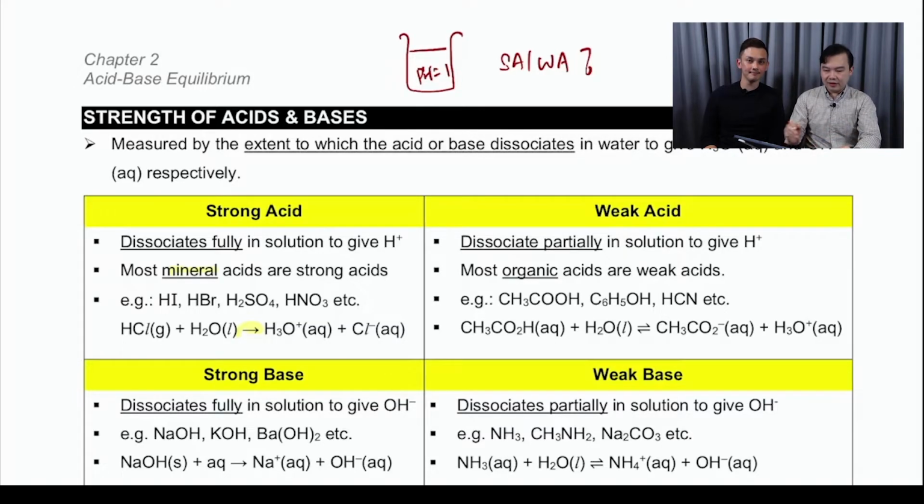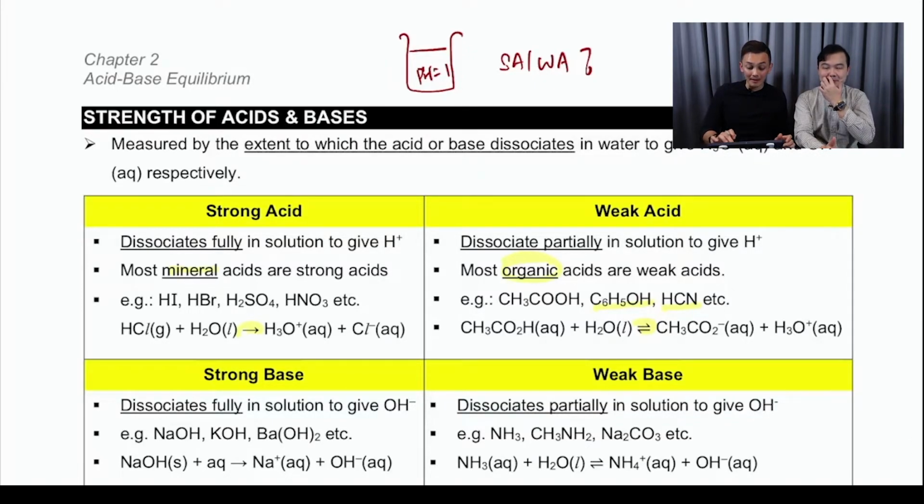On the other hand, weak acids are typically represented with a reversible arrow, and usually organic acids will be the ones that are weak. Things like ethanoic acid, this one you haven't seen before called phenol, as well as hydrogen cyanide. So these are some of the common examples. A strong acid or weak acid depends on the degree of dissociation, whether it's a full arrow or partial arrow. I think we expect the same thing for a base as well.